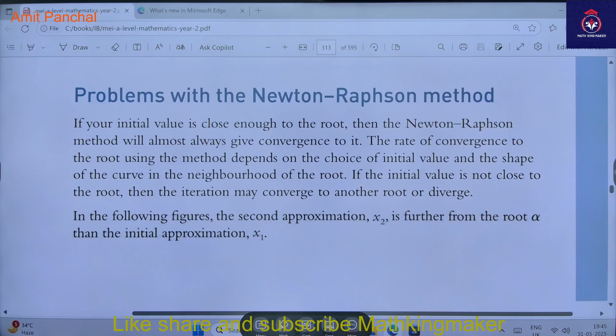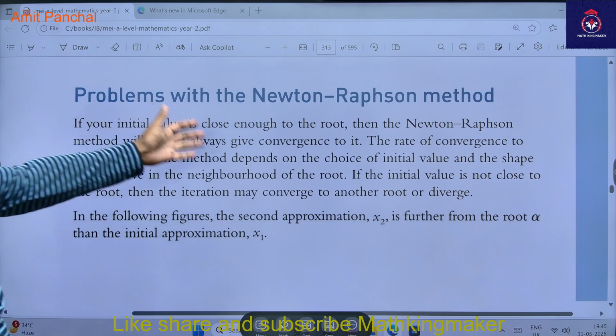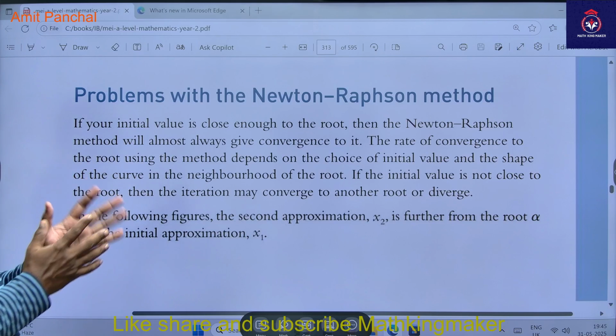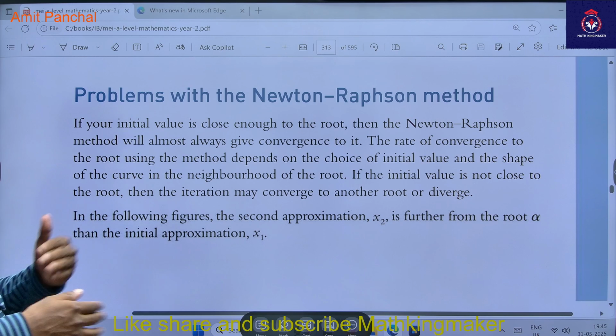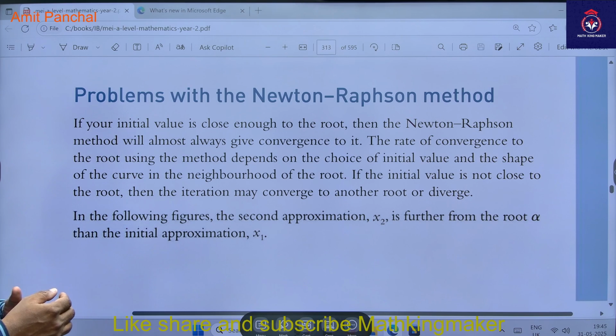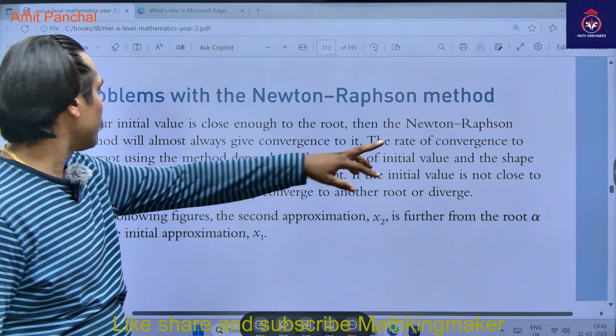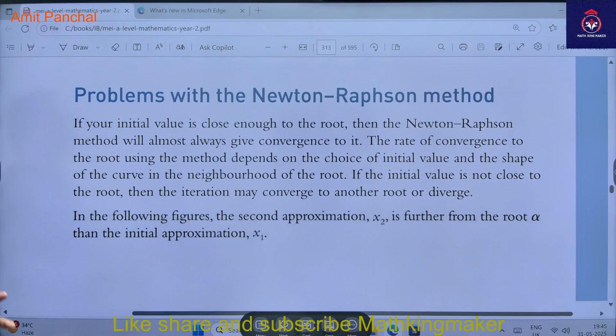You have some problems with the Newton-Raphson method. If your initial value is close enough to the root, then the Newton-Raphson method will almost always give convergence to it. That means it will always get closer to that value. If you do more iterations, it will get closer. The rate of convergence to the root using this method depends on the choice of initial value.